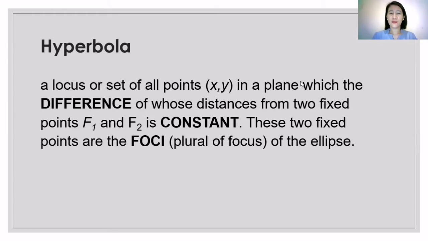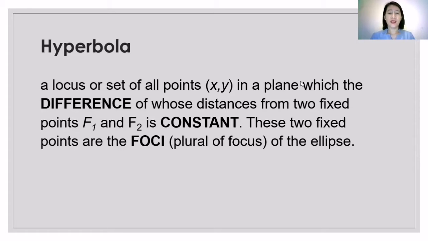When we say hyperbola, this is a locus or set of all points (x, y) in a plane for which the difference of whose distances from two fixed points F1 and F2 is constant. Again, these two fixed points are the foci, plural form of focus.